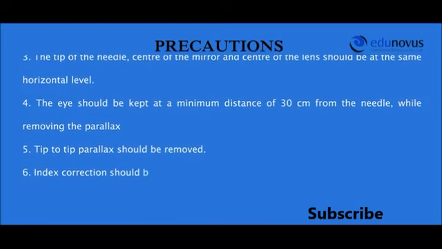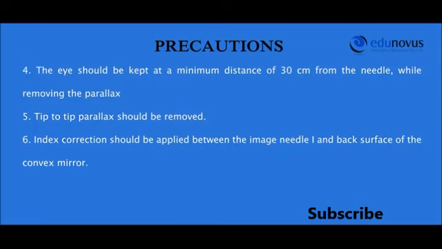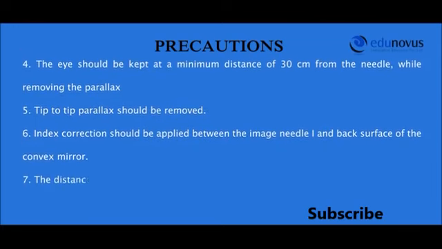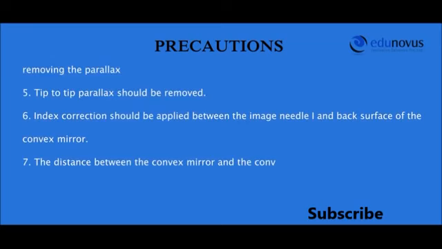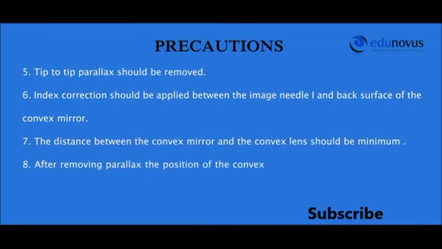Index correction should be applied between the image needle eye and back surface of the convex mirror. The distance between convex mirror and the convex lens should be minimum. After removing parallax, the position of the convex lens and the object needle should not be changed.